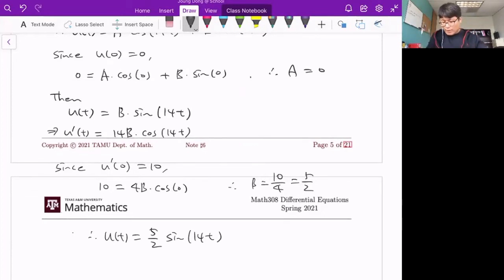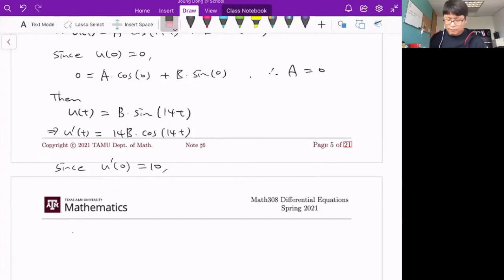Give me 1 second. Did I make a mistake or not? And then we plug in 0 in there, and it is 10 equal to 14b times cosine 0. Since cosine 0 equals 1, we can easily find b as 10 over 14, which is 5 over 7. Okay, now let's update your final solution.